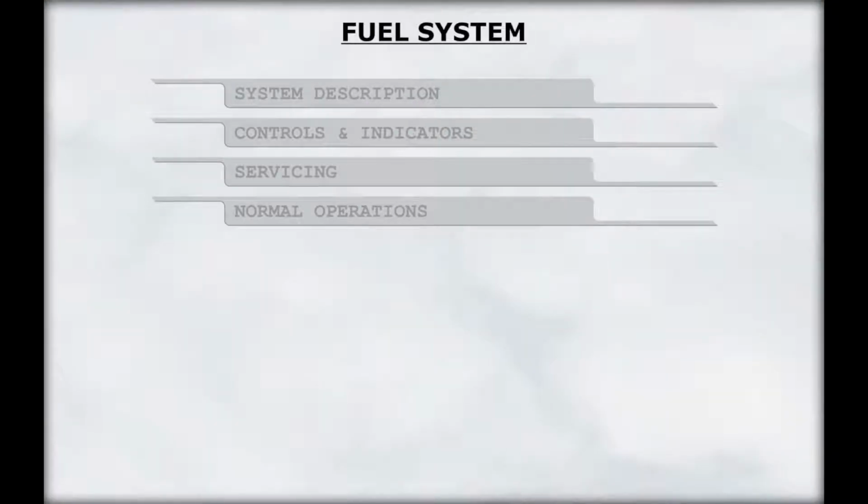In this module, we will discuss the aircraft's fuel system. We will start with a system description. Controls and indicators will be covered next, followed by servicing and normal operations.